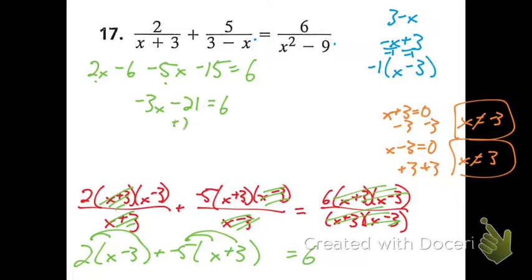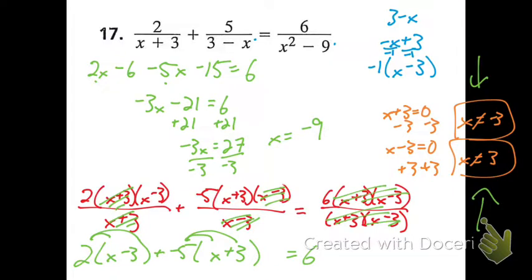So I'm going to add 21 to both sides. Negative 3x equals 27. Divide both sides by negative 3. I get x equals negative 9. Can it equal negative 9? Yeah. Those are the only two things it can't equal. So that is my solution. All right.